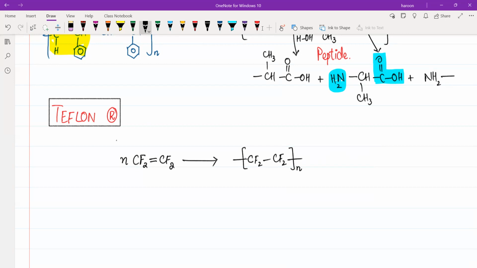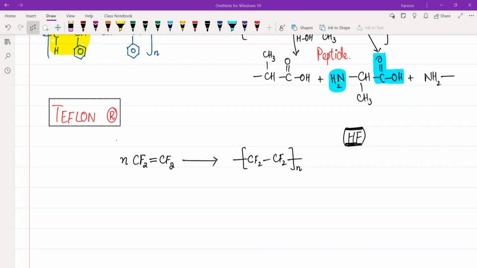Non-sticky pans and roof flooring are actually made using Teflon. It is actually a very hard type of plastic. Even hydrofluoric acid is a very dangerous acid, and it can dissolve glass as well. So we cannot put hydrofluoric acid in glass; it will dissolve the glass. It is stored in Teflon. Okay, it is very non-reactive.